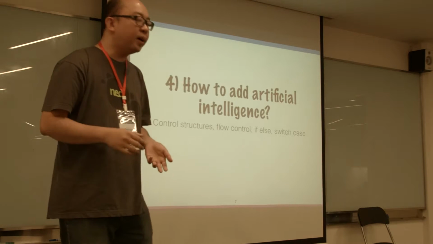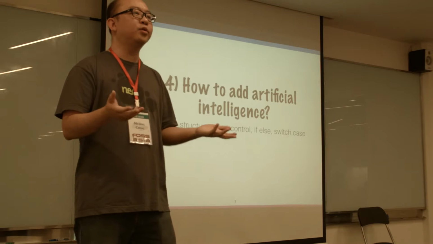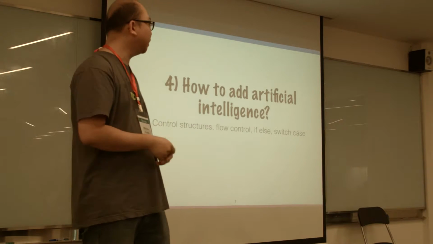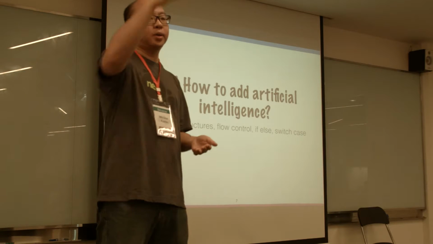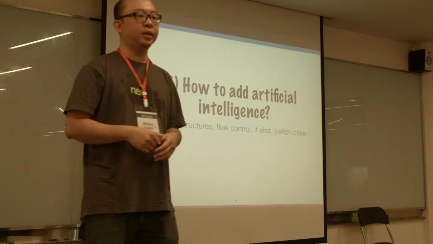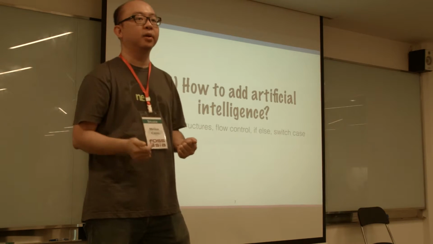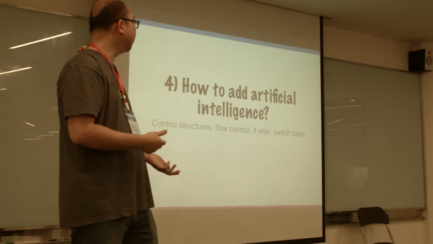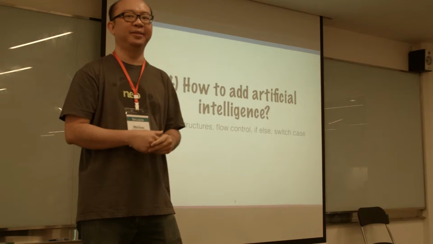Also, number 4, how do you add artificial intelligence? So stuff like if else, we call it control structures. How do you control the flow of the code, right? So code usually reads from top to bottom, right? Sequentially. But how do you break the flow such that you will skip certain parts of the code? So that's one thing that you need to learn. In any programming language, I think you should have this.